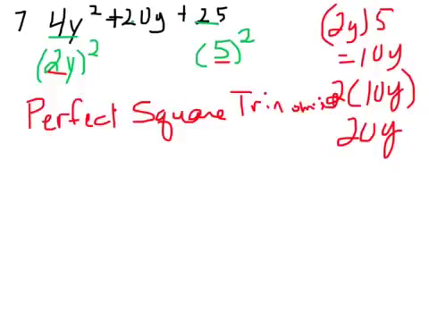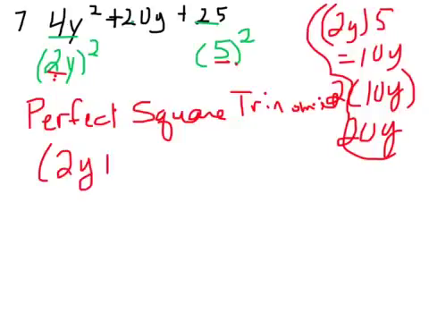And since it worked out, and this middle term worked out by just multiplying the two things we squared together and then doubling it, all this is 2y plus 5 squared, which you could have written out as 2y plus 5 times 2y plus 5.